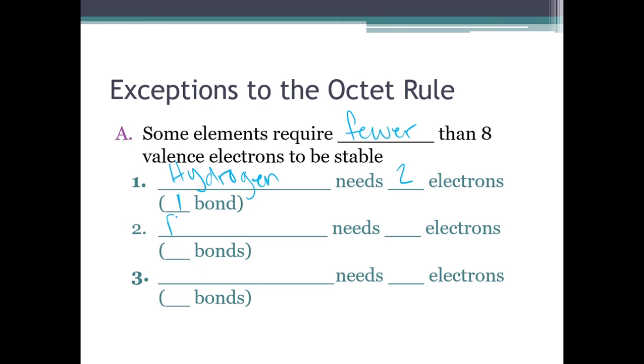Our next exception is beryllium. Since beryllium only has 2 valence electrons, it's only going to form 2 bonds for a total of 4 electrons. And then if you're good at pattern recognition, you might already know what the third one is. That's going to be boron. Because boron only has 3 valence electrons, it can only form 3 bonds, which means it only needs 6 electrons. So those are your 3 elements that require fewer than 8 electrons.